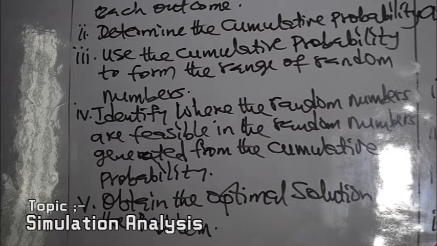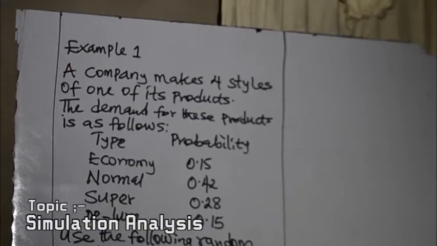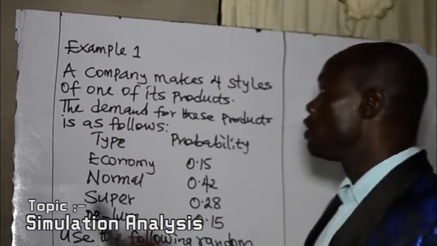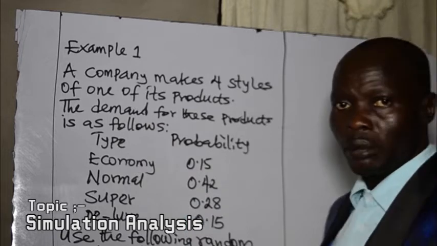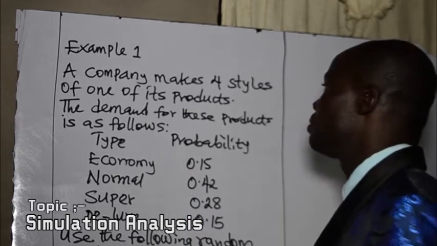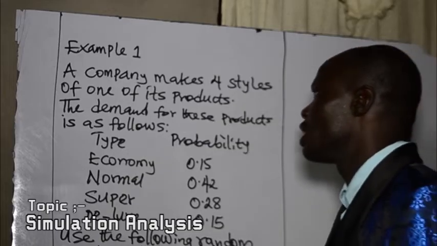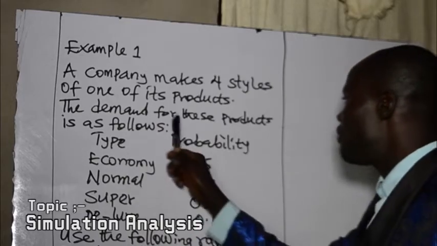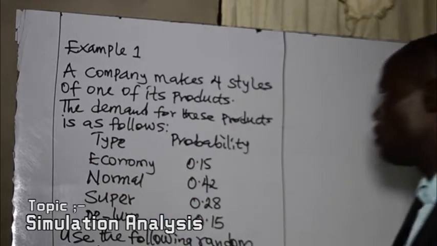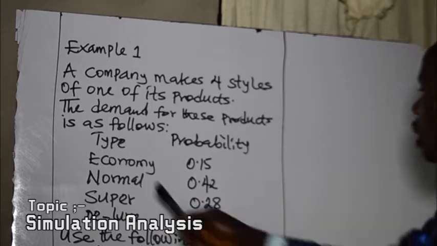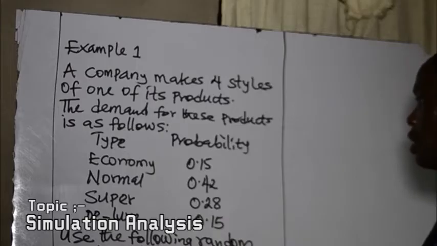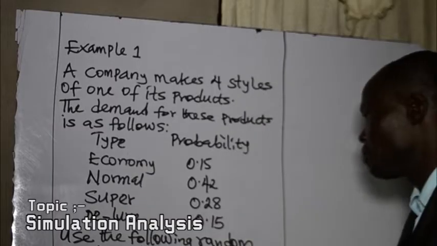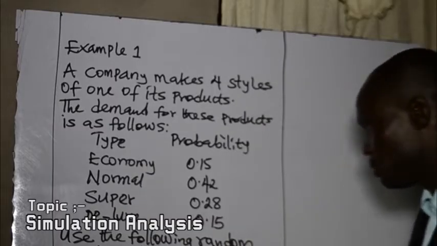Now, example 1. This question is obtained from the study text of the Institute of Chartered Accountants of Nigeria, ICAN. A company makes 4 styles of one of its products. The demand for these products is as follows. We have the type and the probability. Economy, probability of 0.15. Normal, probability of 0.42. Super, probability of 0.28. Deluxe, probability of 0.15.